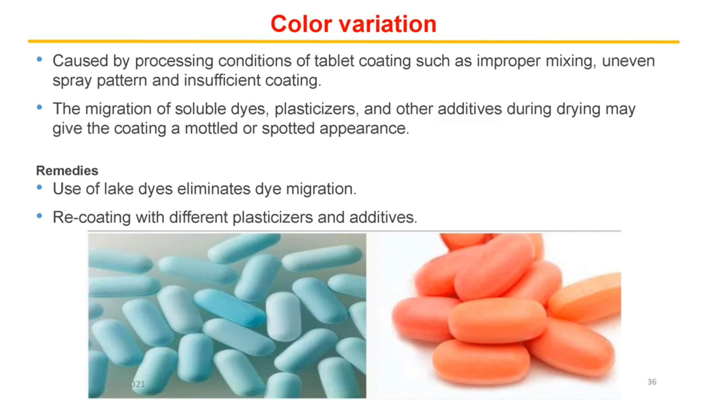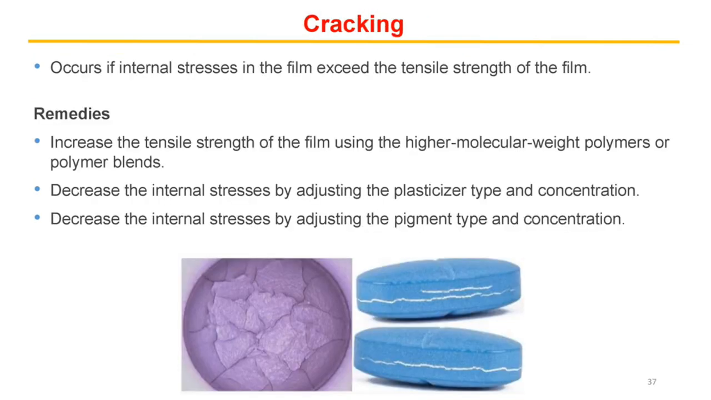35. Color variation caused by processing conditions of tablet coating such as improper mixing, uneven spray pattern and insufficient coating. The migration of soluble dyes, plasticizers, and other additives during drying may give the coating a mottled or spotted appearance. Remedies: use of lake dyes eliminates dye migration. Recoating with different plasticizers and additives.